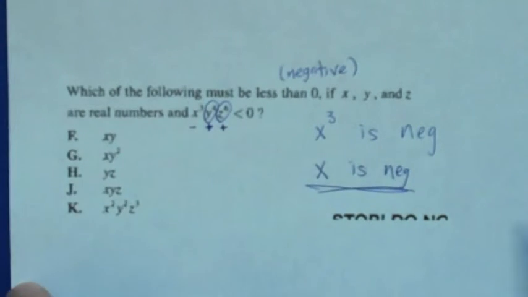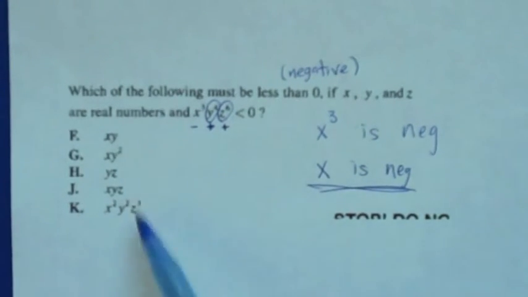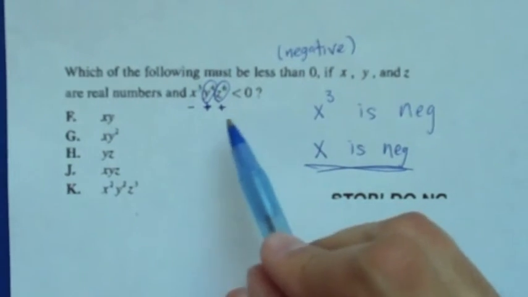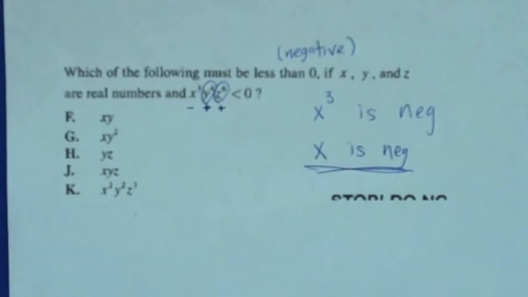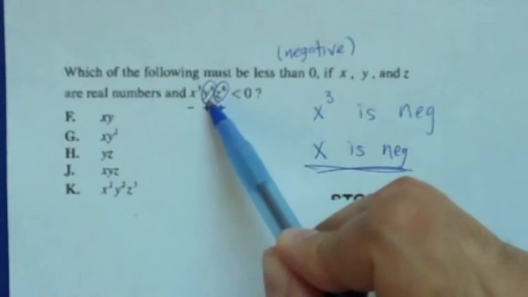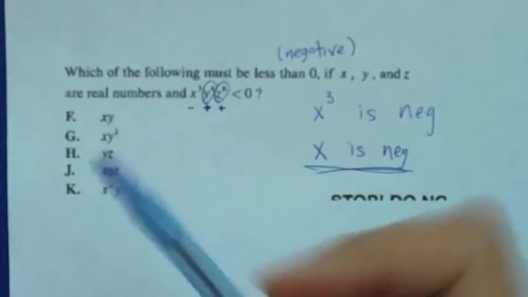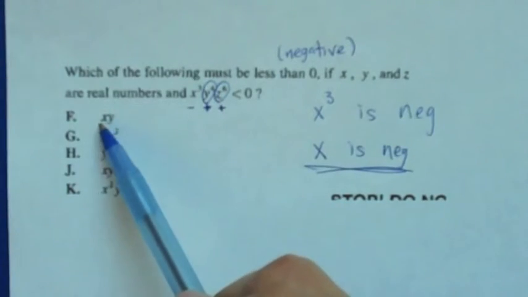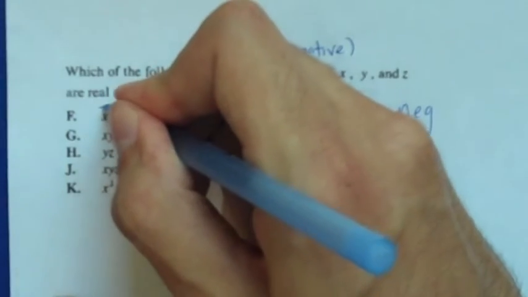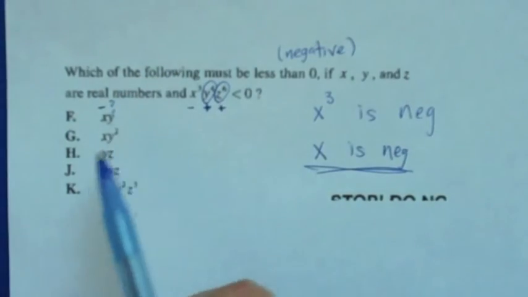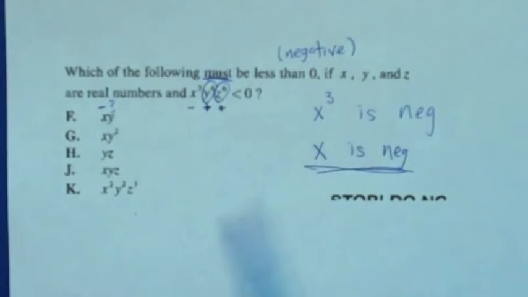Now I know that. They ask me which of my answers have to be negative. We have no idea about y and z by themselves. y could be positive, y could be negative, z could be positive, z could be negative. All I know is it didn't matter because I got positives in this situation. But like this y right here, we have no idea. It could be positive, it could be negative. So I know x is negative. I have no idea about y. We want to know which of these pieces must be less than 0.